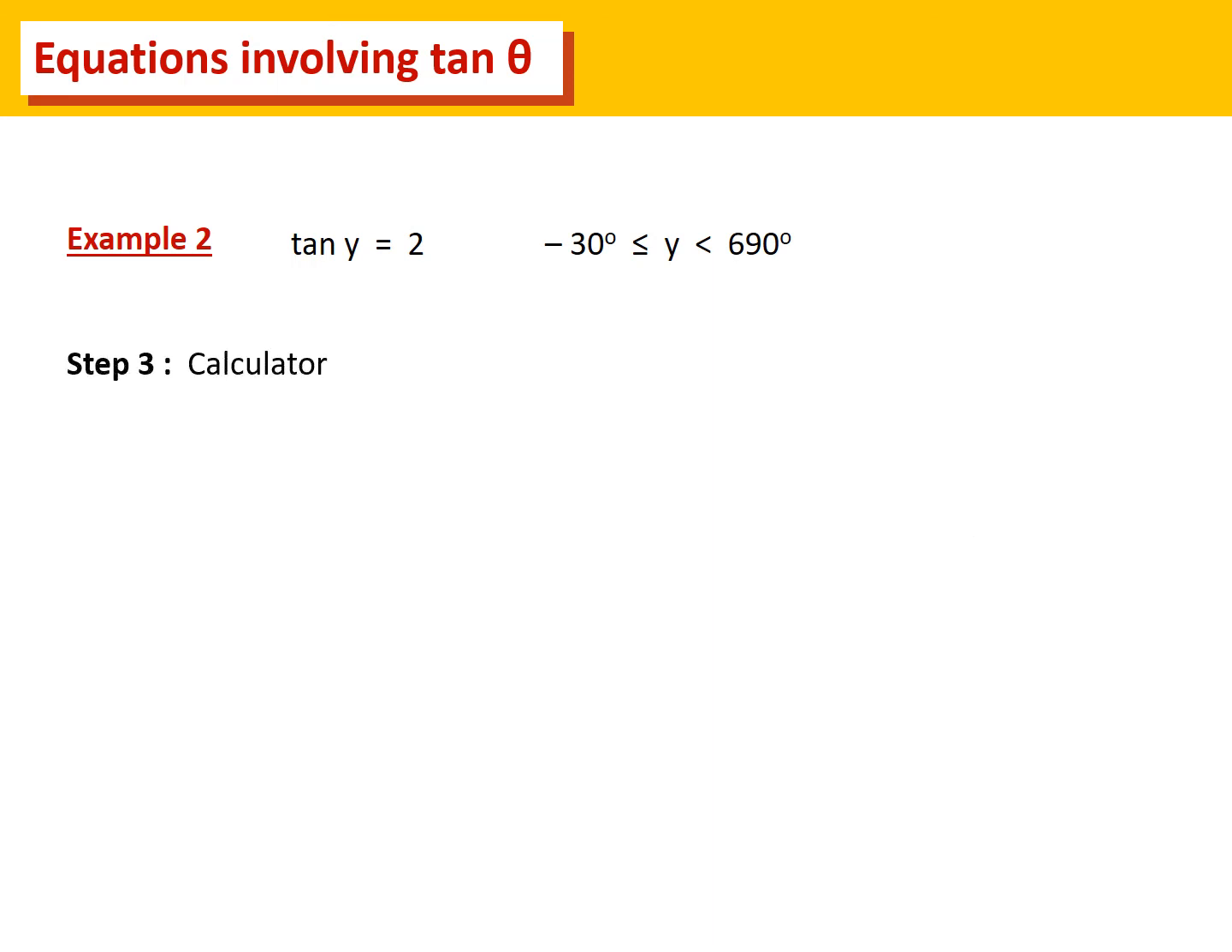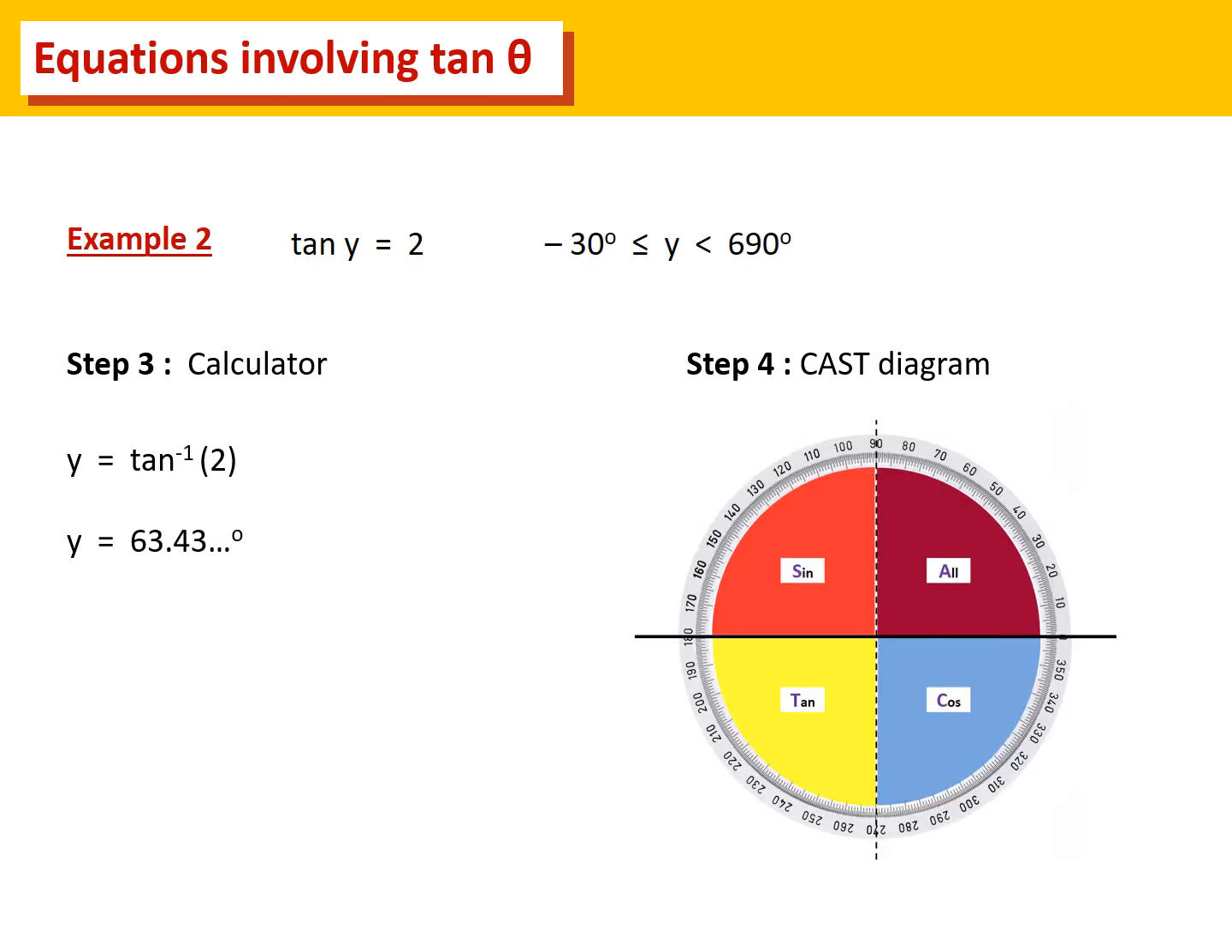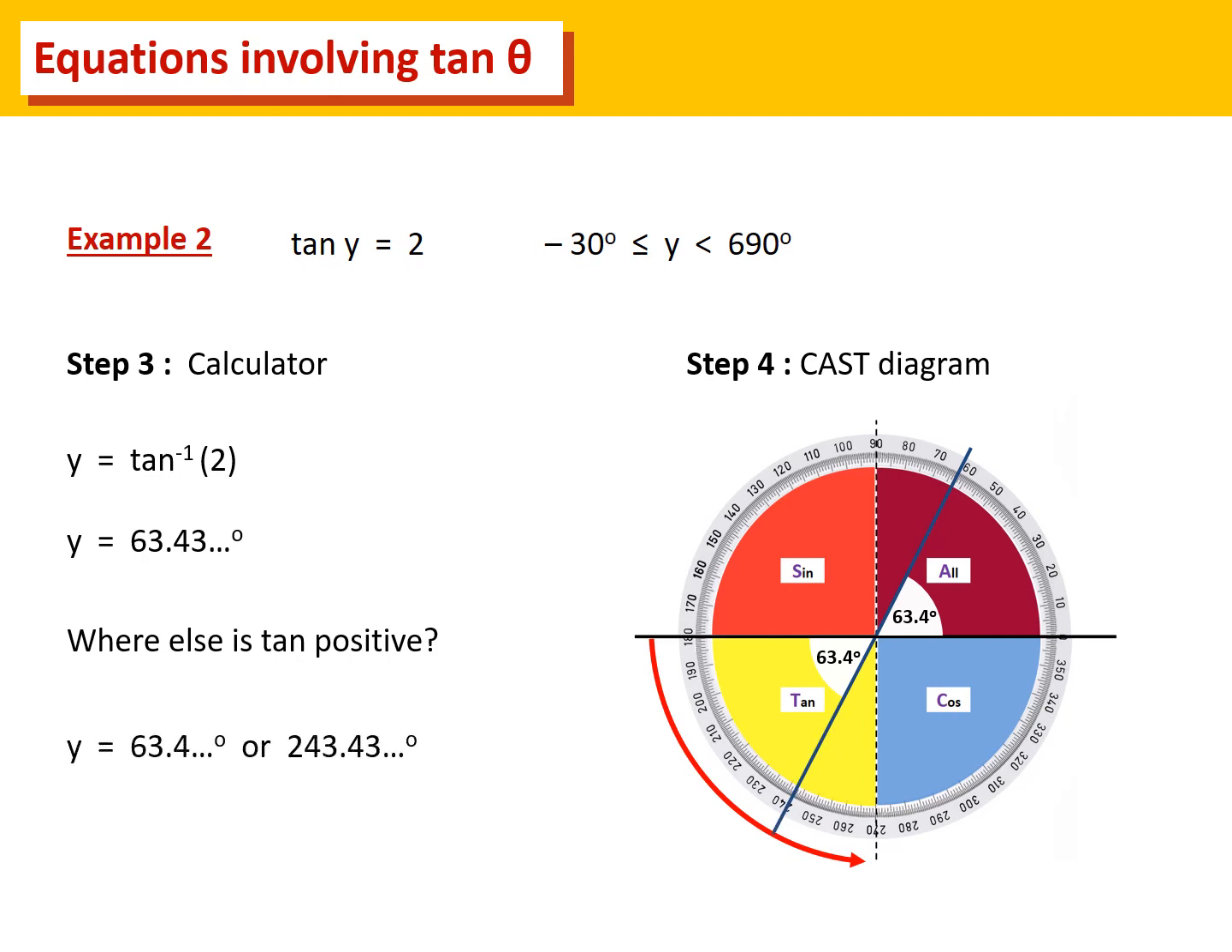So our next step is the calculator. Inverse tan of 2, 63.43 degrees. Now we use the cast diagram. You should be familiar with this by now. 63.4 degrees to the x-axis. Where else is tan positive? In the yellow quadrant. So 63.4 degrees to the x-axis there gives us an angle of 243.43 degrees.